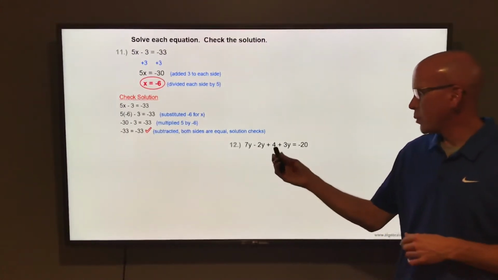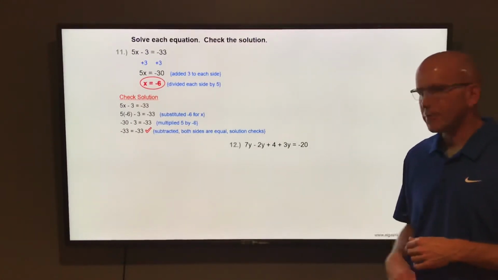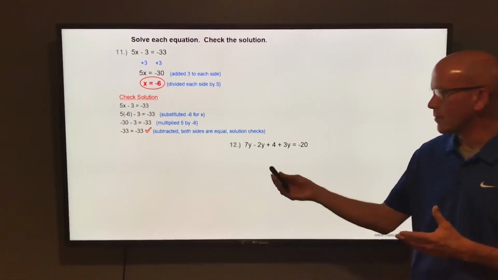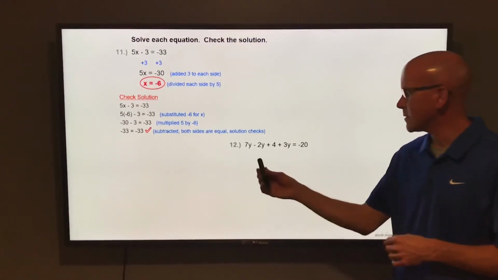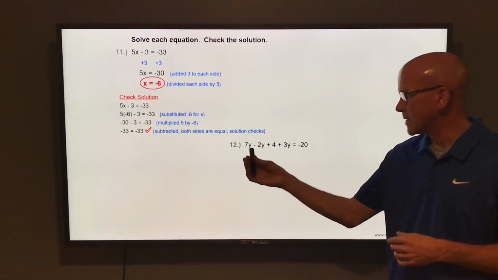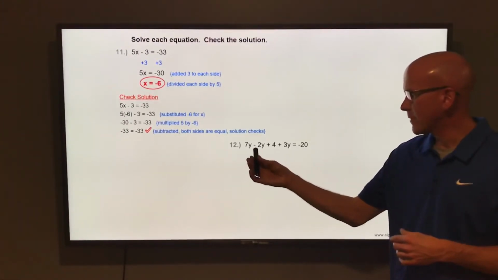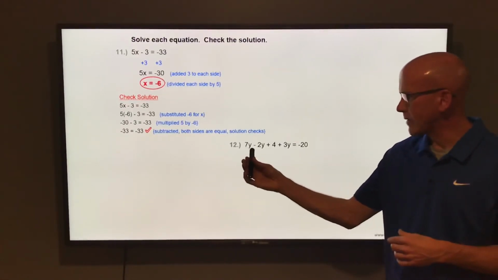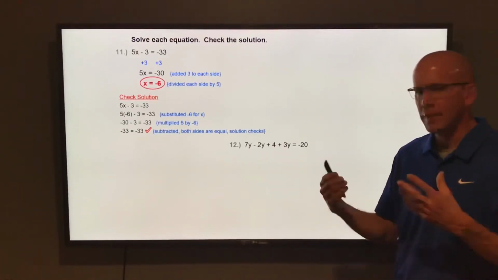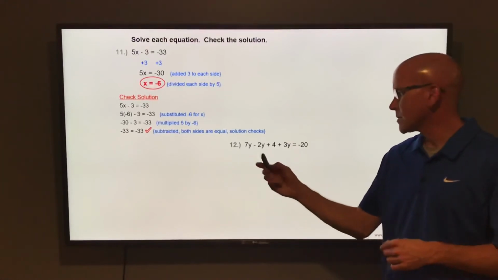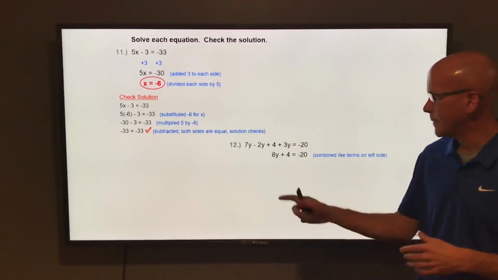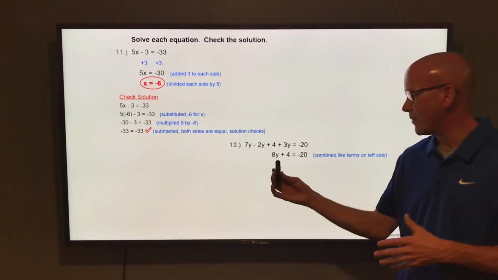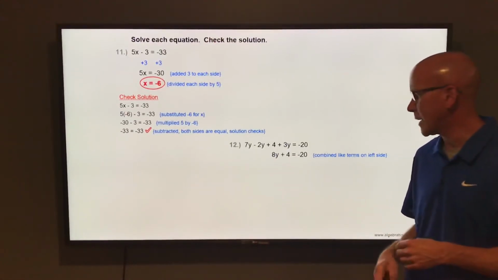7y minus 2y plus 4 plus 3y equals negative 20. We're going to solve this for y. You need to get the y by itself, but you might think, well, there's plenty of y's there. Yes, there is. You need to combine those y's. Get all those y's together. Take 7y minus 2y plus 3y. So you're just taking 7 minus 2 plus 3 and then attaching a y to it. So 7y minus 2y, it's 5y, and 5y plus 3y, that is 8y. Don't forget your 4. Now we have 8y plus 4 equals negative 20.